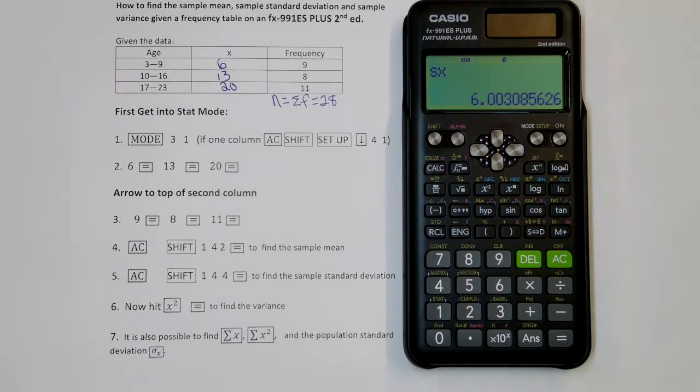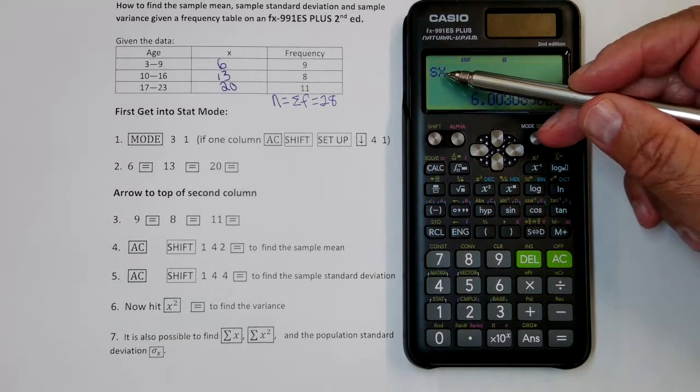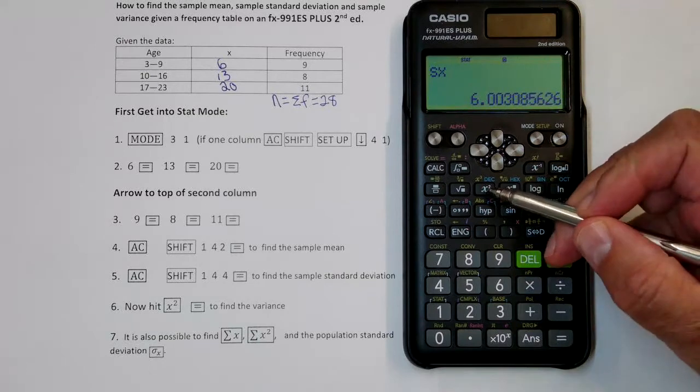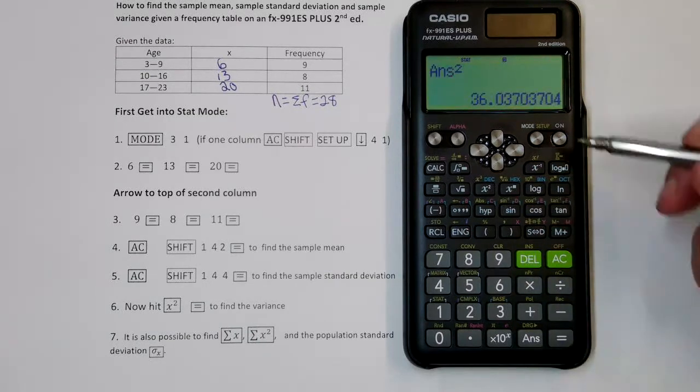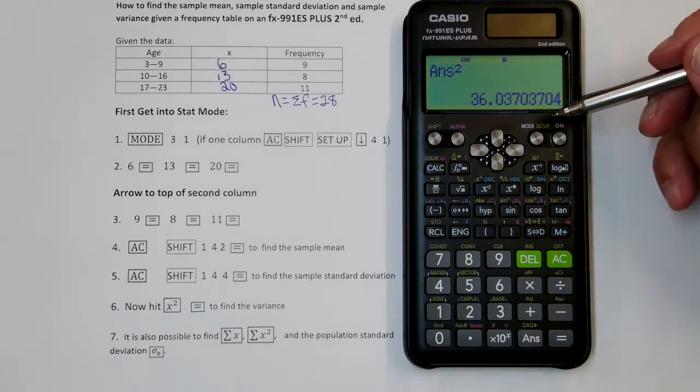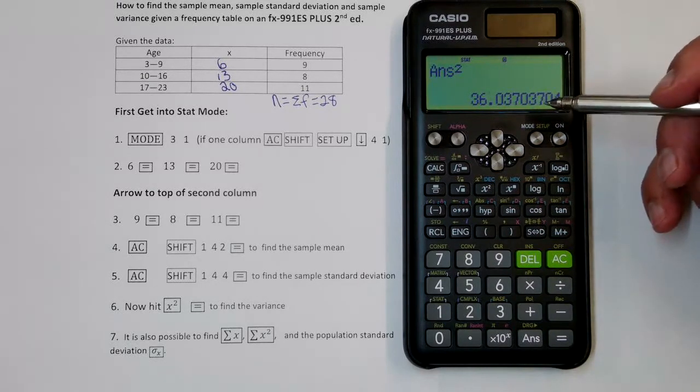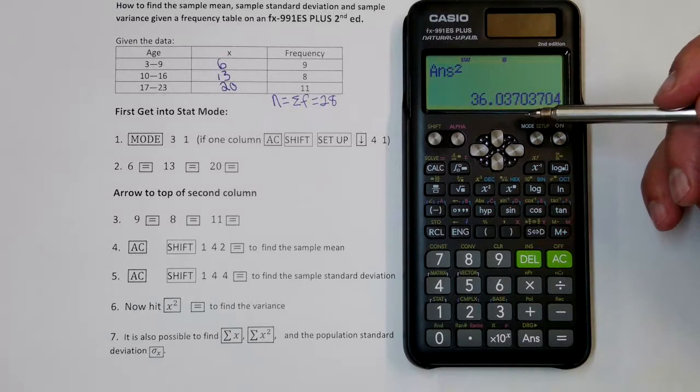So what is the variance? Well, the variance is the sample standard deviation squared. So I hit the squared button, equals, and 36.037, that will be the sample variance.